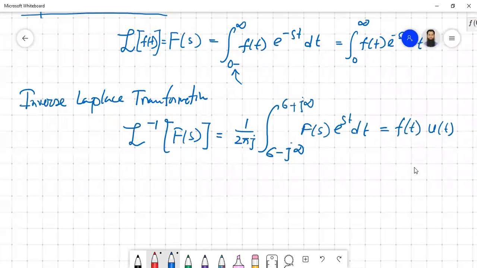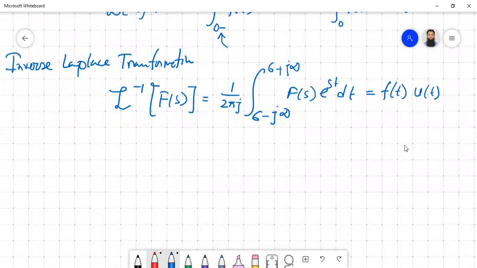So u(t), what is u(t)? u(t) is basically the unit step function. u(t) has a value 1 if t is greater than 0, and it is 0 if t is less than 0. It should be equal here as well. Okay, so why are you giving F(s) but getting f(t) multiplied with this one?